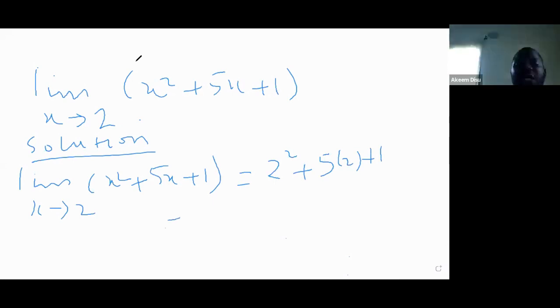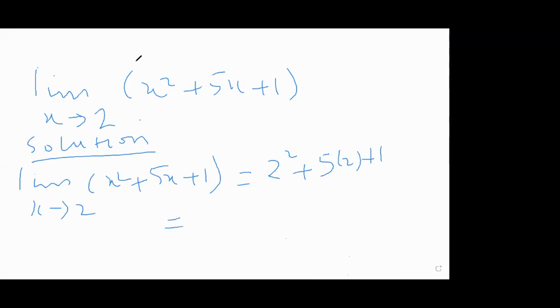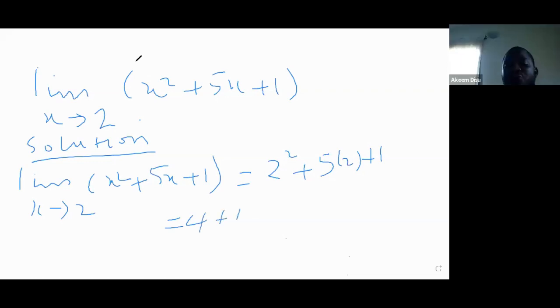Then this is now equal to 2 times 2, 4, plus 5 times 2, 10, plus 1. The answer here is 15, because 4 plus 10 is 14, and 14 plus 1 is 15. Is that taken?